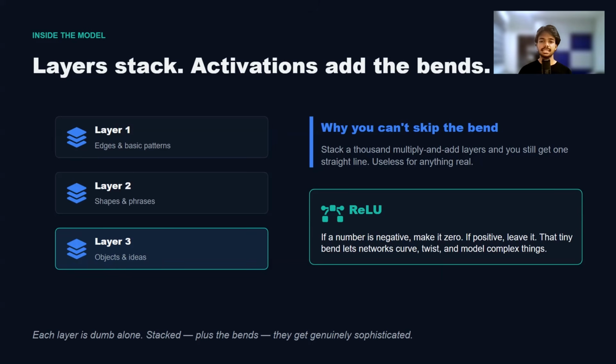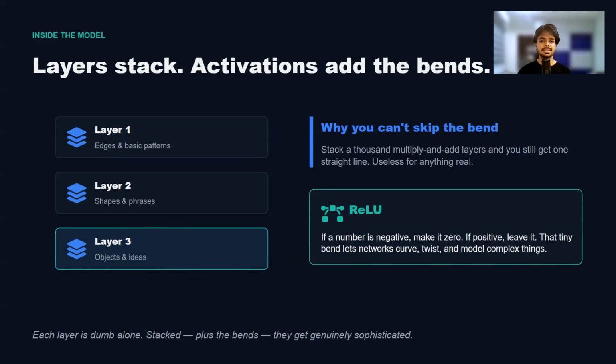Think of it like a series of various filters. Each one is dumb on its own, but when they are combined together, they get really sophisticated. But there's one ingredient that you can never miss. It's the activation function. If every layer is just multiplied and added and multiplied and added, stacking 1,000 of them would still give you one big straight line. No matter how deep, the model can only learn straight line relationships, which is useless for anything real.